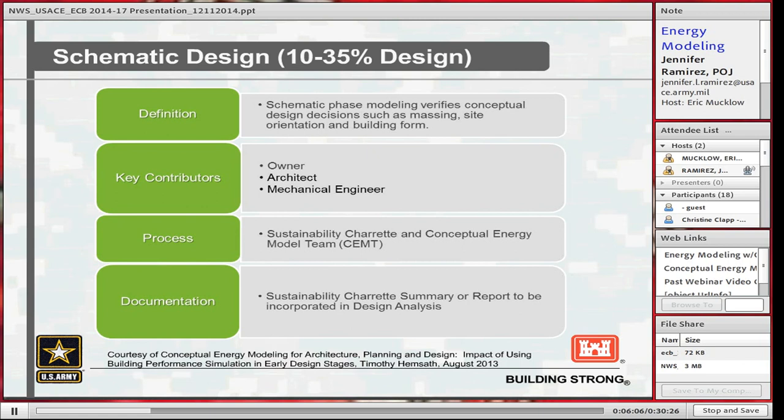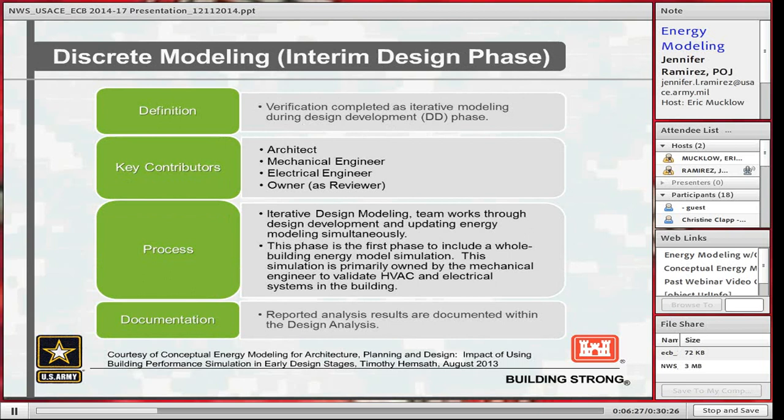At a schematic level of design, the expectation is that the design problem has been developed and the potential solutions can be generated. As design decisions are developed and energy modeling assists in a quantitative analysis rather than a qualitative analysis, an approach towards evaluating design concepts can become developed.